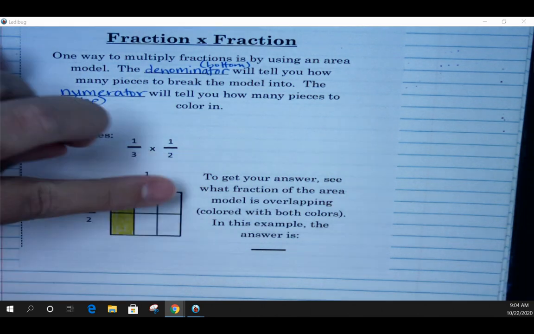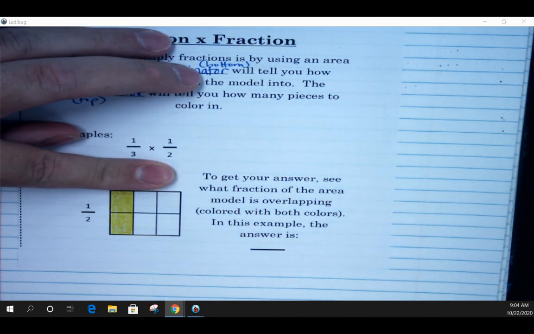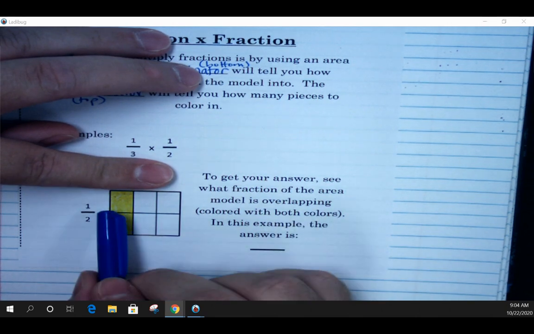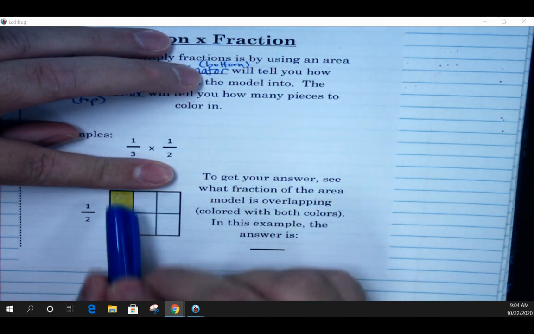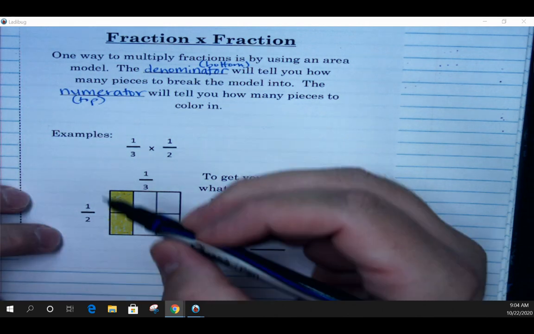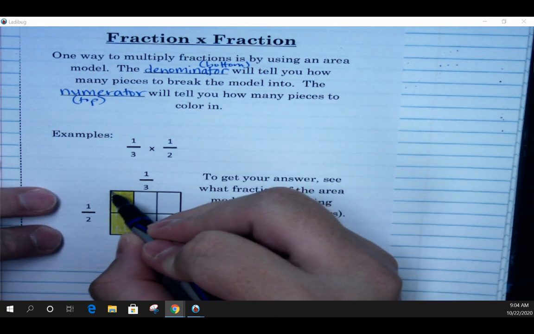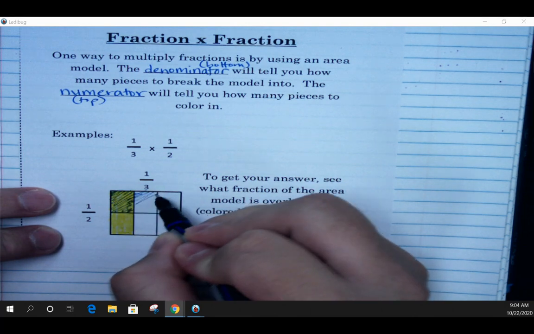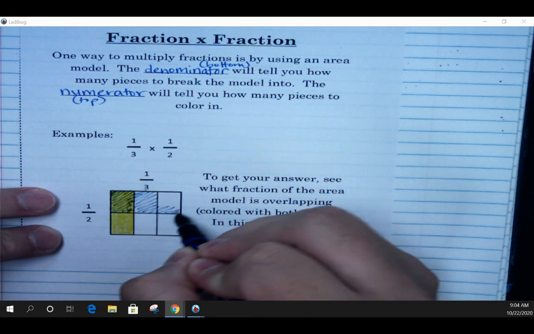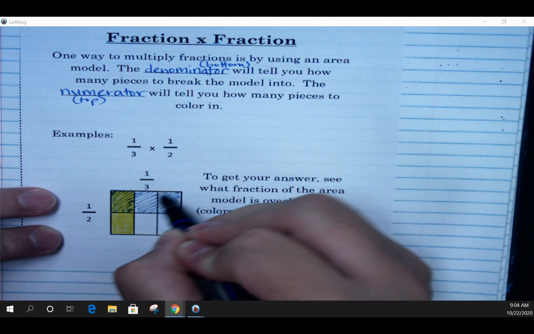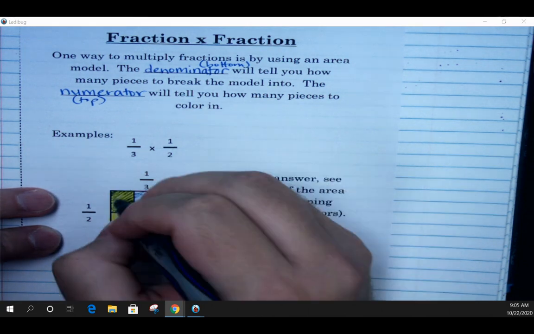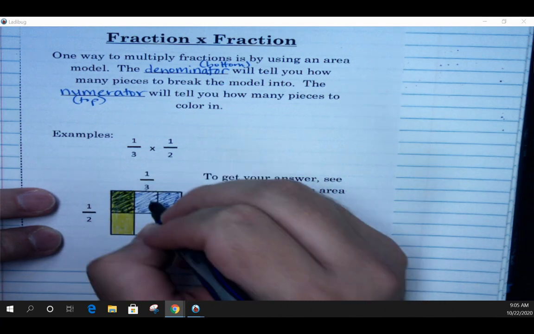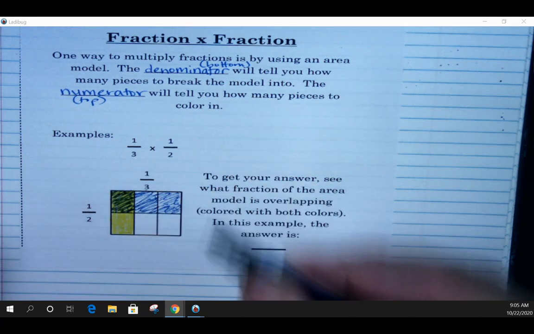Then I'm going to pretend like 1/3's gone for a minute, and I'm going to do 1/2, but I'm going to cut it this way. So if I cut it this way, I've cut it into 2 pieces, and I'm going to start here, and I'm going to shade 1/2. But this time I'm shading blue. Now where blue and yellow overlap, what happens? It turns green.